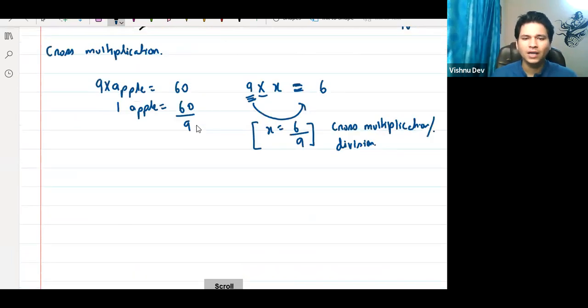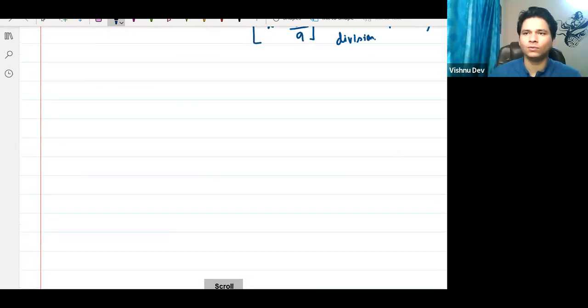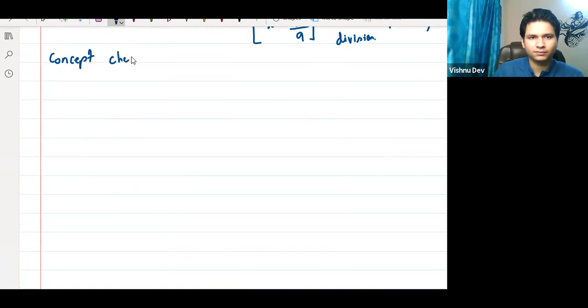Now let us see one more problem. Everyone, let us see one more problem. Okay. One more concept check. Step by step. So let us take this, 0.25 bar. Yes, Aditya, 25 bar. I will solve lots of problems till you guys understand everything. Don't worry.